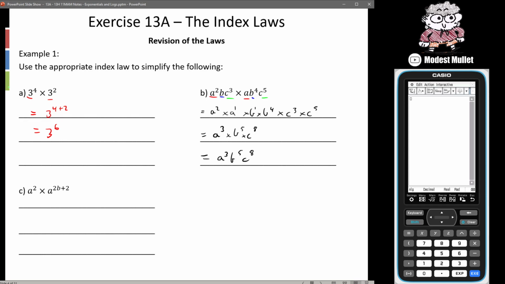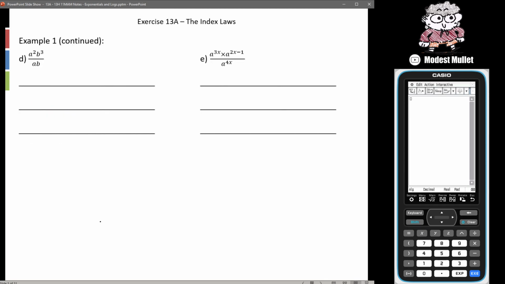Okay, same thing here in question C. We have the same base, so we can do the A to the 2 plus, and I'll just put in brackets what the second power is, just to avoid any sign issues. But that's just 2 plus 2b plus 2, so that turns into A to the power of 4 plus 2b. So that's just using index law 1, all of those problems.